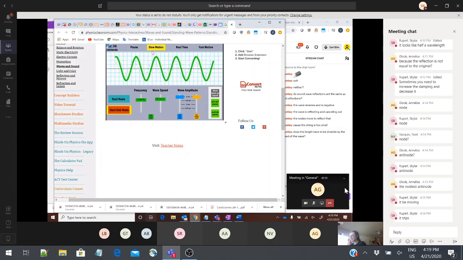So if both the ends have to be an antinode, you end up with a standing wave pattern that looks like that. Okay. Is this sort of making sense?